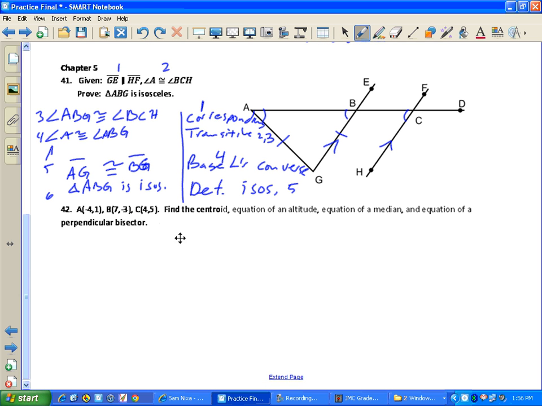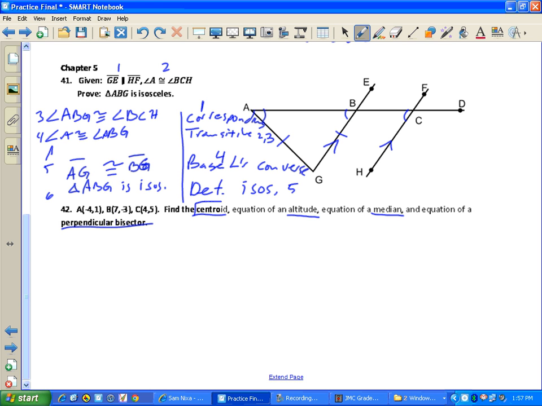Okay, now this is going to be kind of the granddaddy of all the questions in the packet because it's asking us to do a lot of stuff. It's also going to kind of force you to know what an altitude and a median and a perpendicular bisector are, as well as a centroid. Centroid is the closest to what we would usually consider the middle of a triangle. Okay, so there's 4 different middles. There's the centroid, the circumcenter, the incenter, and the orthocenter. They all serve different purposes, but the most practical one is the centroid because it's the balance point of the triangle.